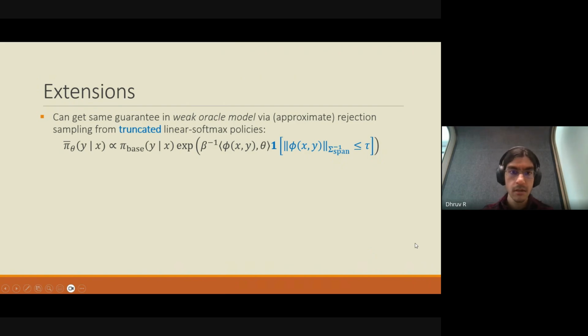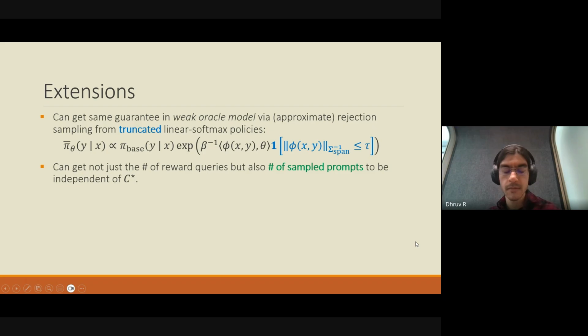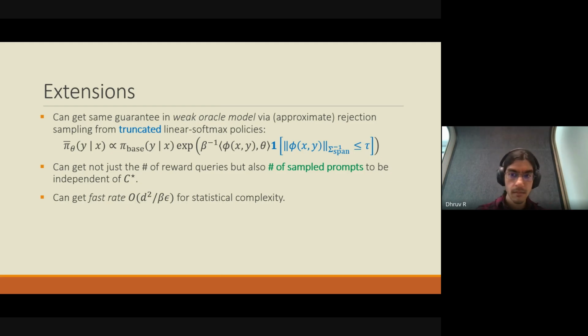So that's one extension. Two others I'll just briefly mention. One is that you can get not just the reward queries to be independent of C star, but also the number of sampled prompts. So you can think of many settings where you might only have some limited set of prompts available. And in those cases, you might care that the number of sampled prompts is not too large. And a third extension is you can get some sort of fast rate. Instead of 1 over epsilon squared, you can get 1 over epsilon, essentially using the fact that we're solving a regularized problem. And this turns out to be important for the multi-turn algorithm, but I'll probably not say more about this.